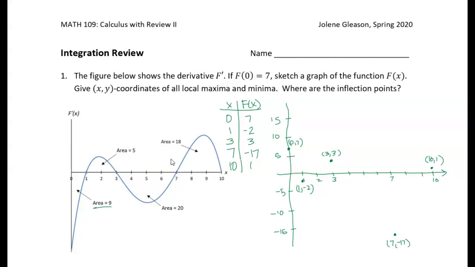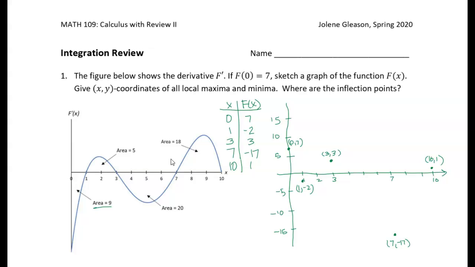But now we're asked to find local maximum and minimum. So this graph of the derivative also gives us some information about whether the function is increasing and decreasing, right? Because when the slope is negative, the function's decreasing. When the slope is positive, which means the first derivative is positive, then the function is increasing.